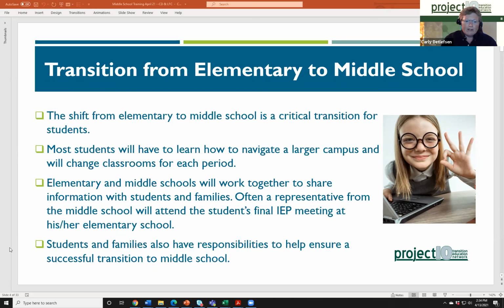It would be great, obviously, if we have representatives from the middle school who come down to the elementary school and attend that student's final IEP meeting in elementary school to help prepare them for that shift to middle school. And again, we want students and families to have that successful transition to middle school. So we're going to share with you some good, helpful hints and tips to help ease that transition.